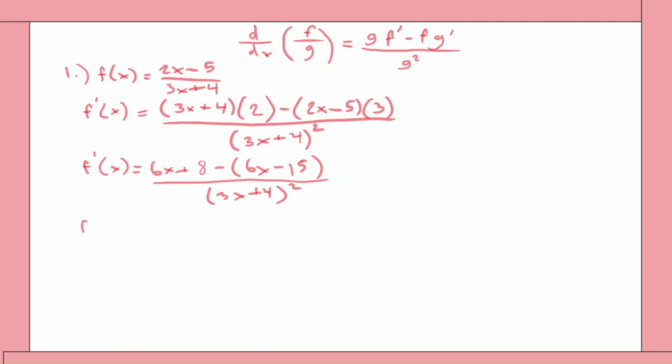And then we're going to very briefly simplify the last bit here. So it's going to be 6x plus 8. And then again, we distribute the minus, so that's negative 6x.